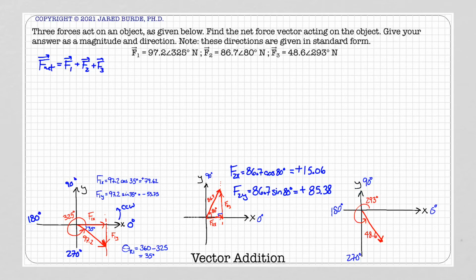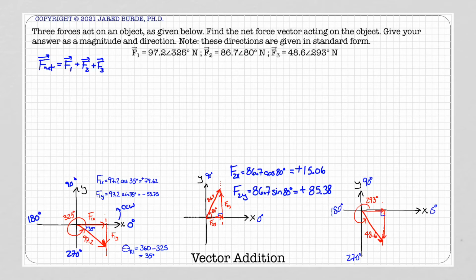Here I have my vector 3. Technically it's 48.6, so it's about half the size of the other ones, but since I looked at each vector separately, it doesn't really matter what size I drew it. I need it to be this big so that I can draw my components. As we've done before, vertical line through the tip, horizontal line through the tail, and there are my x and y components.